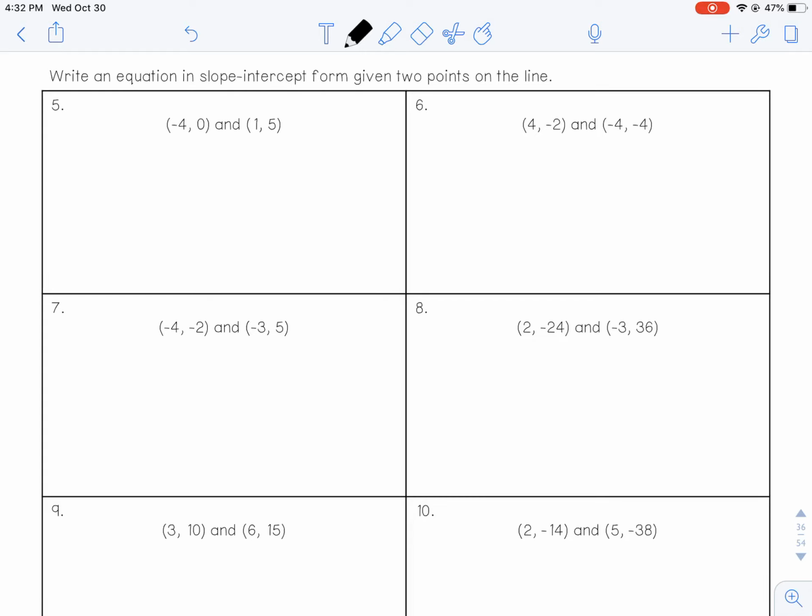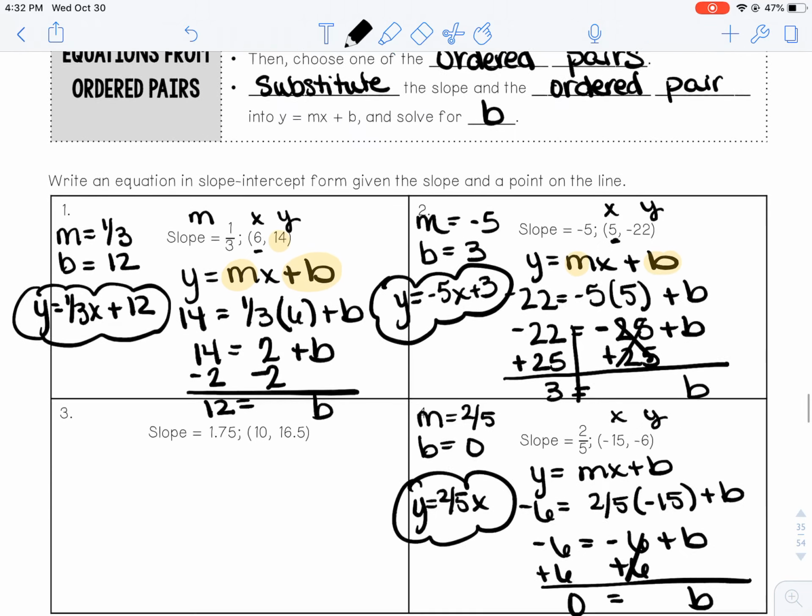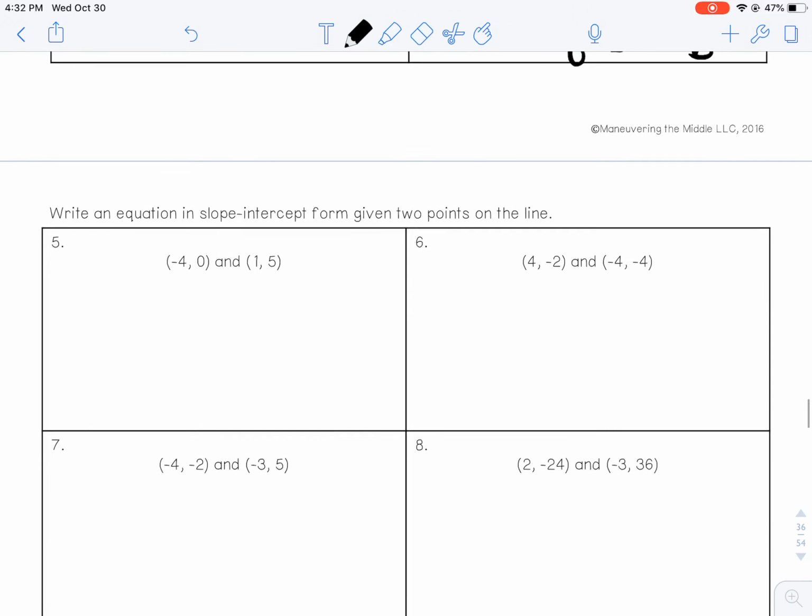Okay, so I'm looking at number 5, and I don't see the slope, but I see 2 points. And my note's up top, so I'm going to scroll back, so watch your eyes. Okay, right there. It says, from 2 ordered pairs, start by calculating the slope. So that's what we're going to do. We got 2 ordered pairs. Let's start by calculating the slope.